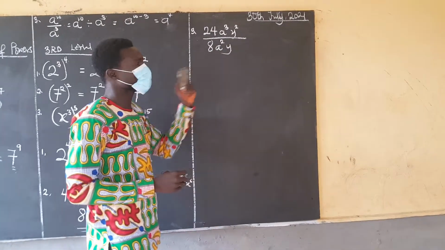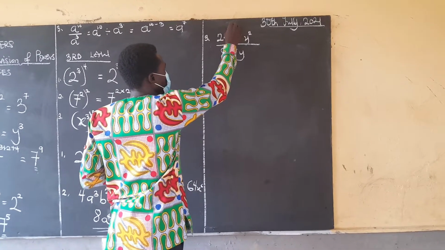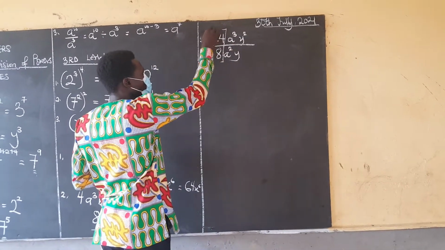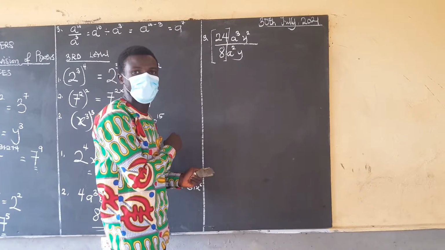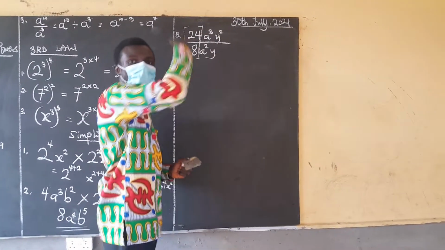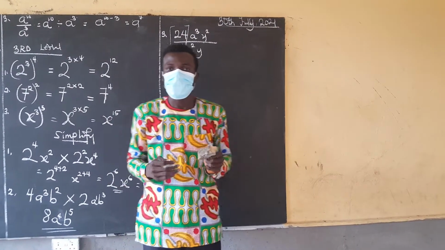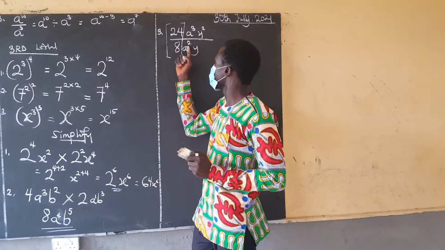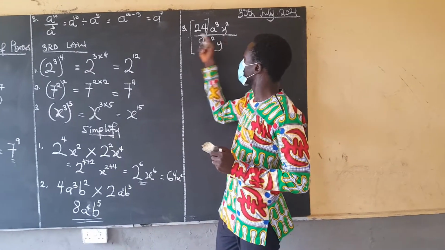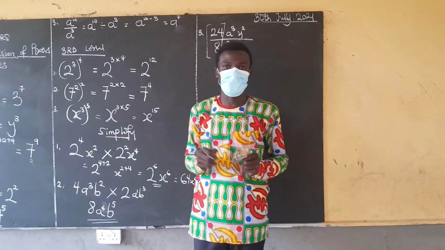Now, when you see a question like this, you have to divide. But look at this. When you see a question like this, you tackle the numbers separately. Then you look at the variables having the same base. And when you look at this, the bases are the same: a, a, y, y. You are dividing. So therefore, we are going to use the second law of indices.